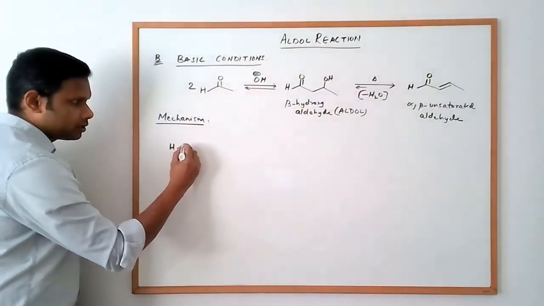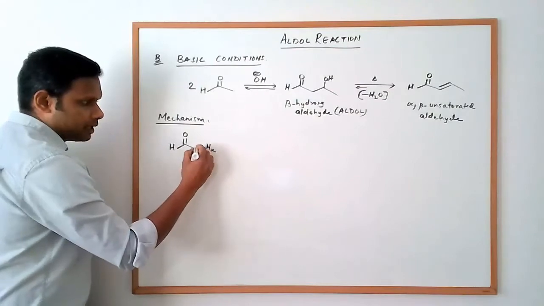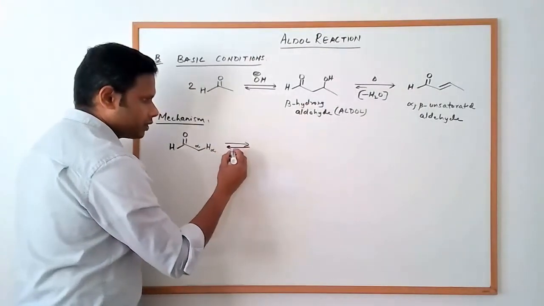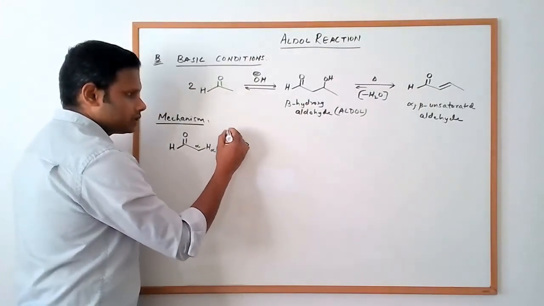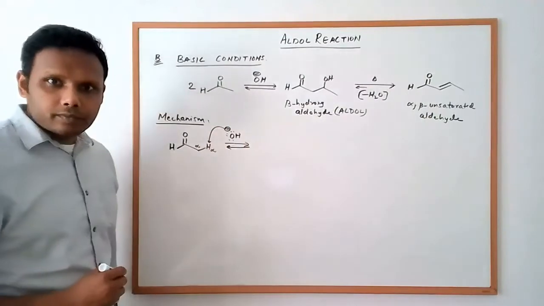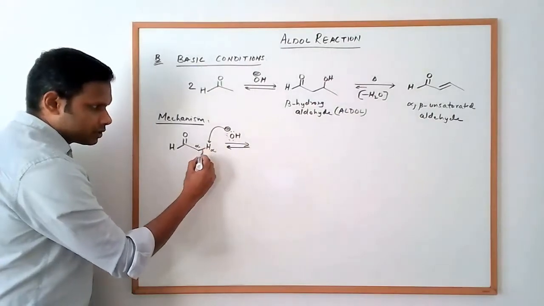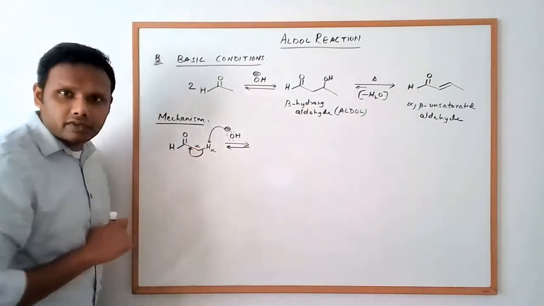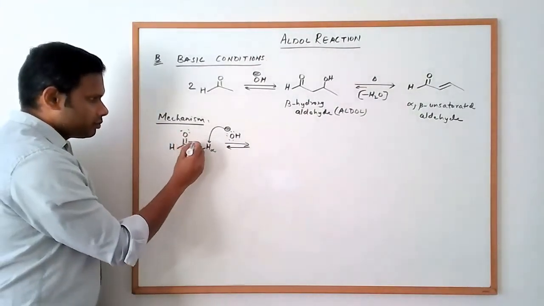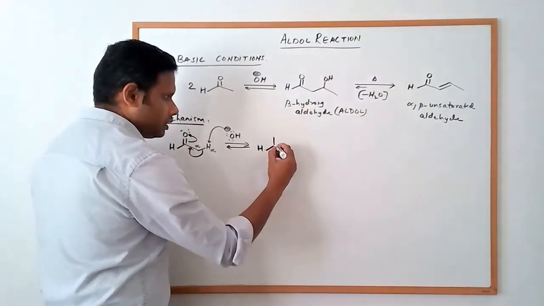So since we are operating under basic conditions here, the mechanism of this reaction is going to start with an initial deprotonation of the alpha hydrogen. Under basic conditions, in the presence of a base, the base can deprotonate the alpha hydrogen. When it does, the electrons in the bond between the alpha carbon and the alpha hydrogen go to the space between the alpha carbon and the carbonyl carbon, and the double bond is pushed up to the oxygen. So this takes us to the enolate.